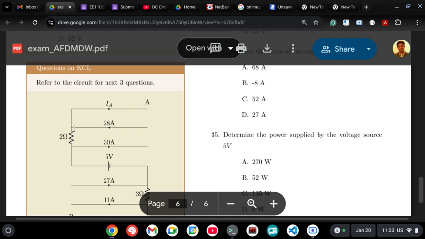54. Sorry, 20. I forgot. 54 is here. Okay, so from this 54, if I remove 30, it will be 24. 24 plus 28. How much is that? 52. So the answer is C. Okay, for this.